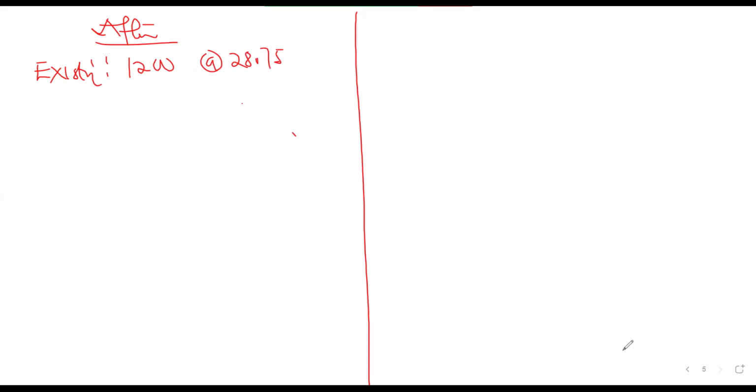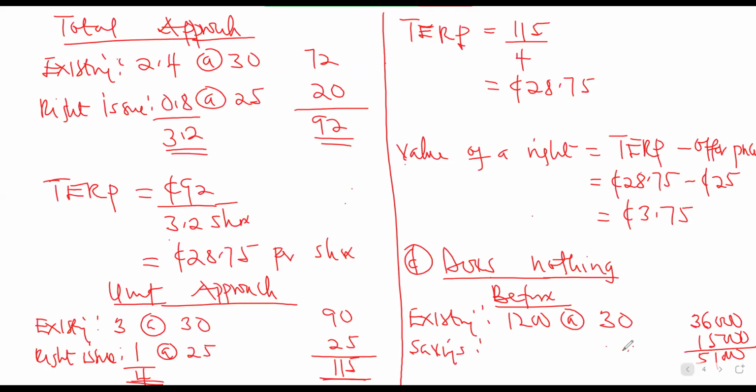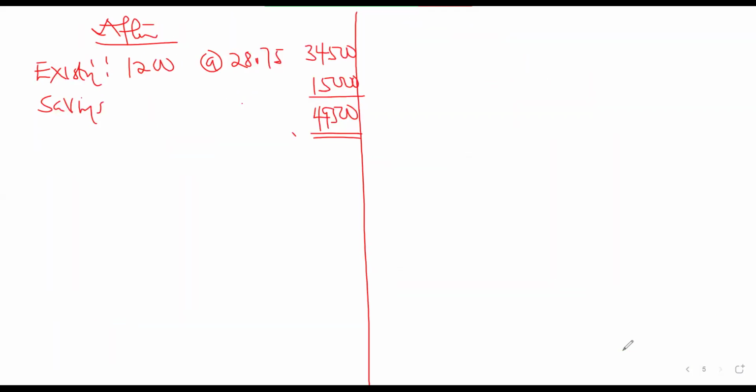What are we having? $34,500. And his savings will still be what? 15,000, isn't it? Yeah. So how much will that be? 49,500. Okay. So if the person does nothing, the share value will reduce from 36,000 to 34,500. He will be losing 1,500.